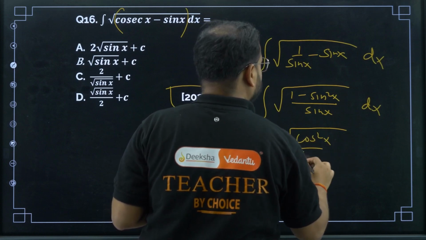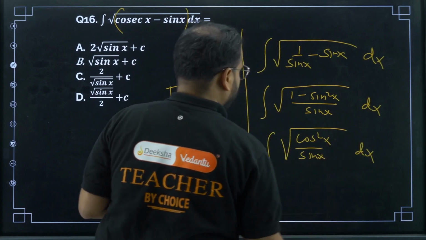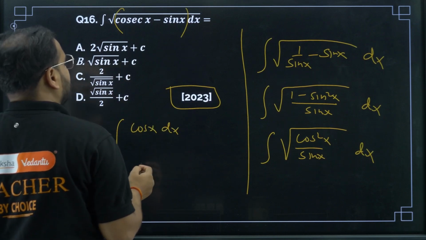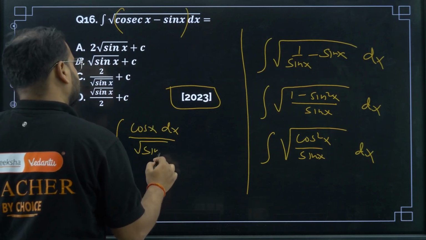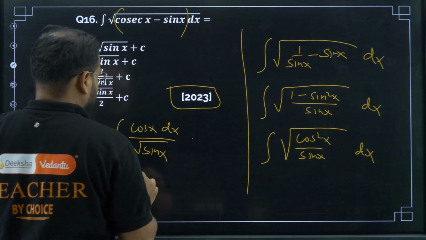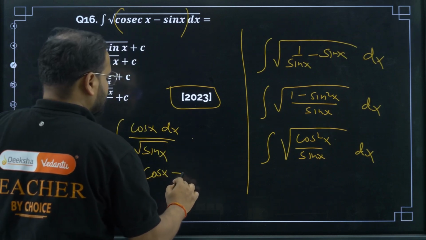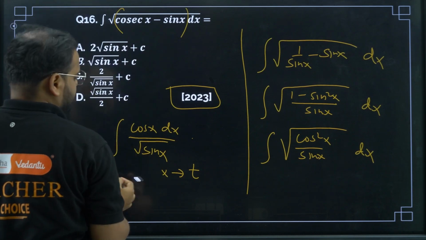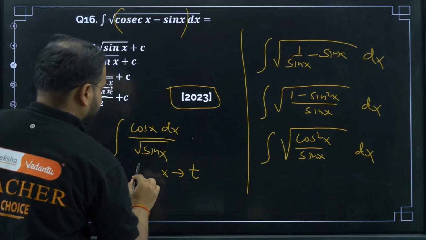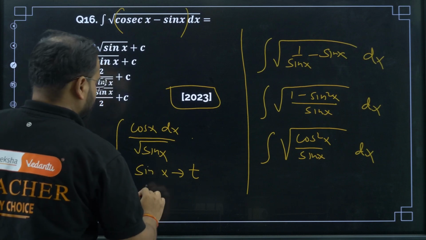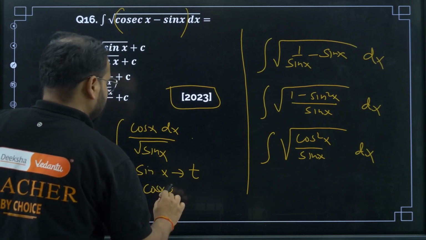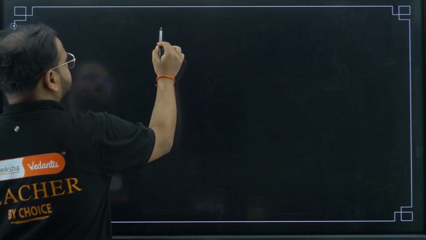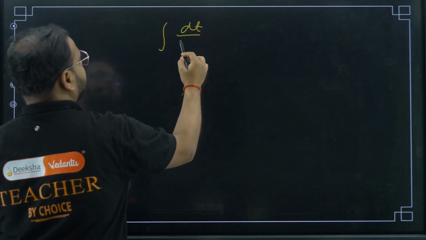Integral of cos square x upon sin x dx. So I can write this as cos x dx by root sin x. Take sin x equals to t, forgive me, sin x equals to t. So what will you have? You will have cos x dx equals to dt. This will become integration of dt upon root t.